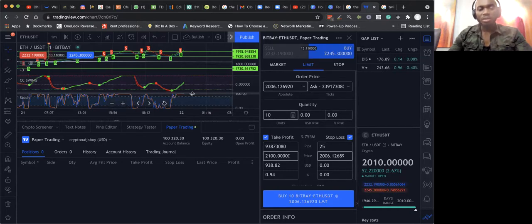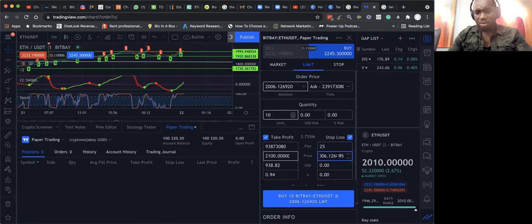Yeah, it's a tough call. But I'm still going to put it in since we're paper trading it anyway. Doesn't hurt to see what happens. The next support on this chart is $1,730. I think that's a lot lower. I'm going to put the stop loss at 1832.